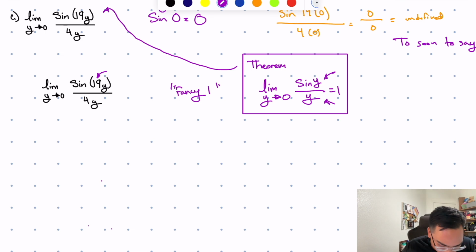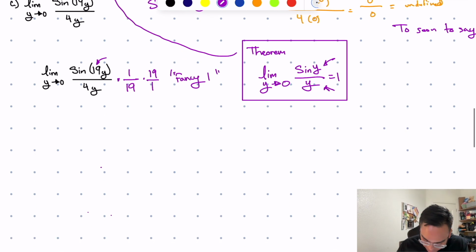I loved it in the pre-calculus class, and I love it in this class too. So what we need to do is multiply both numbers by 19 over 19, but we're going to write it like 19 over 1 times 19 over 1.